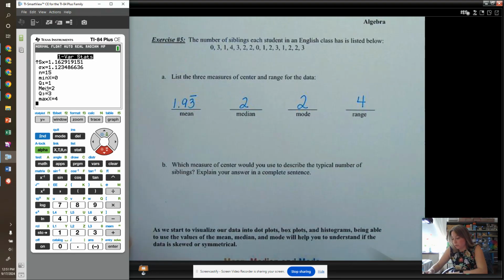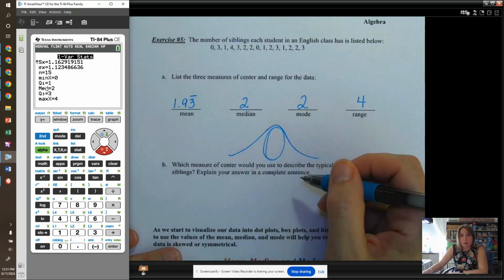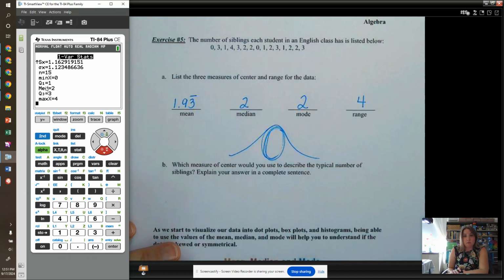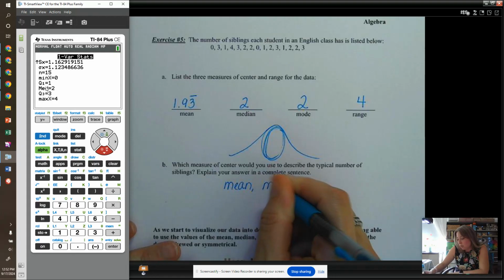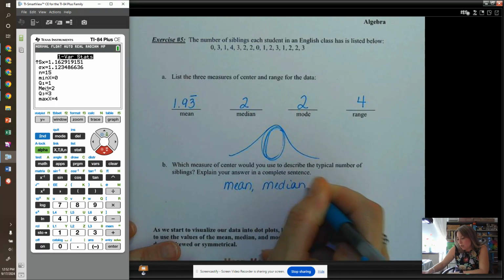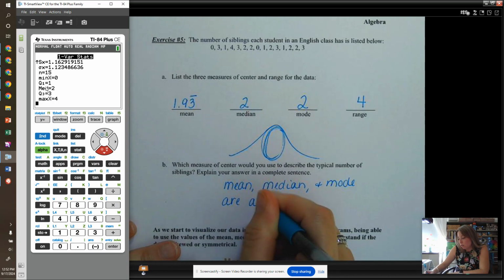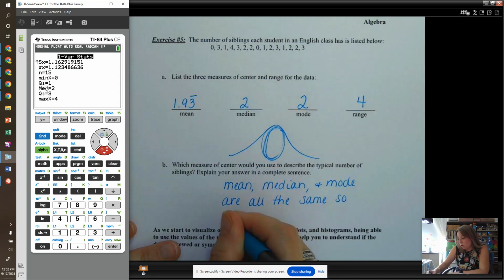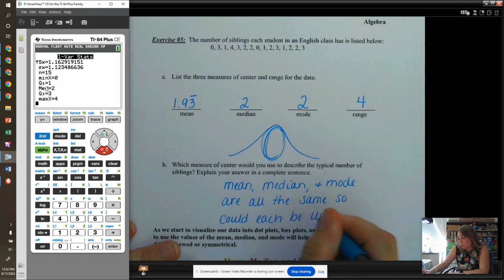I would personally call this data set normal because the majority of the data is right here in the middle, including that mean, okay? So most of my data is right here in the middle. There's a little bit of a tail on each end. So what would I use to describe a typical number of siblings? The mean, median, and mode are all the same, so each could be used.